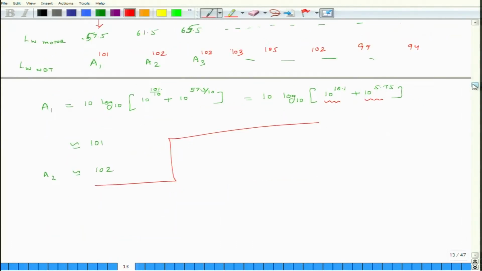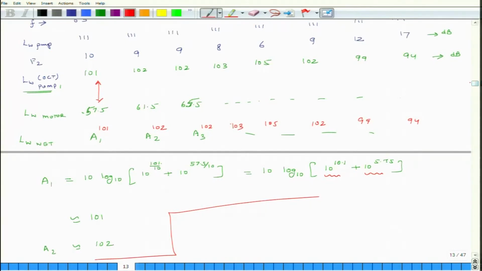Okay. So LW net is this thing. Now, based on this understanding, what does this mean? See, for each octave band, this is the power level, which is the same as the overall power level for each octave band, and this power level corresponds to how much LW.